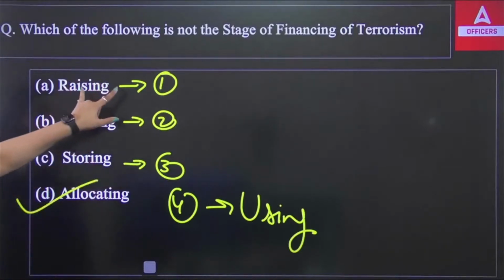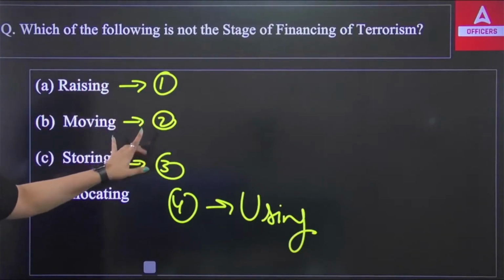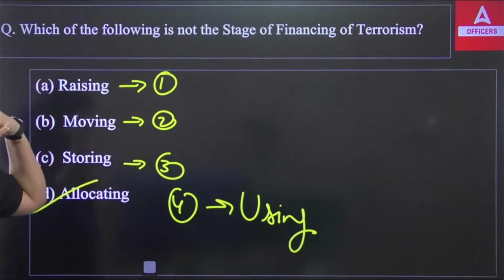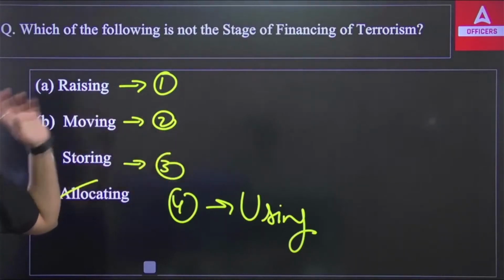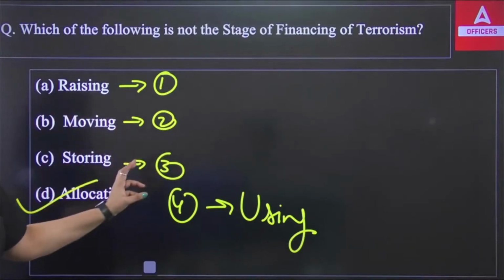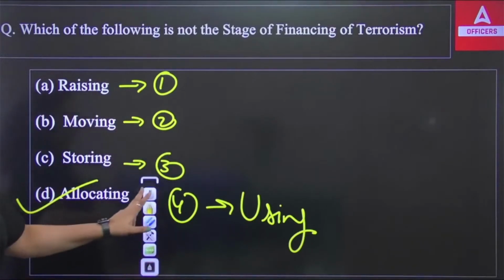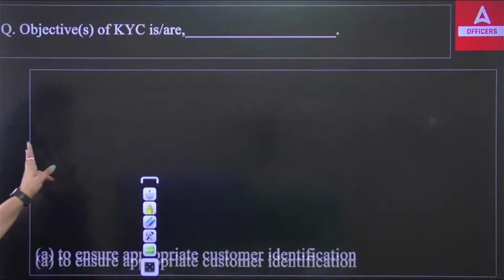So first you raise the money, then you move money from one place to another, then you store money by making the money available, by making the money move to a destination, and then you will use the money whenever it is required to perform the financing of terrorism.